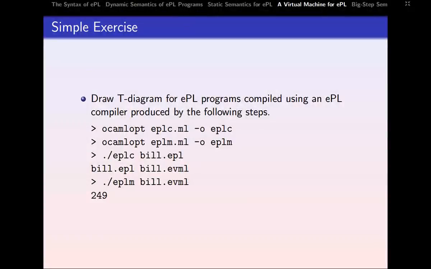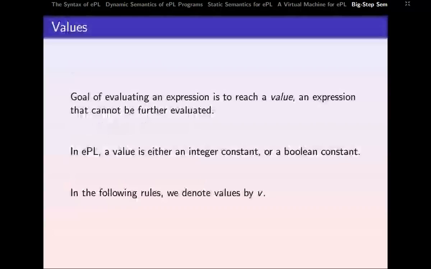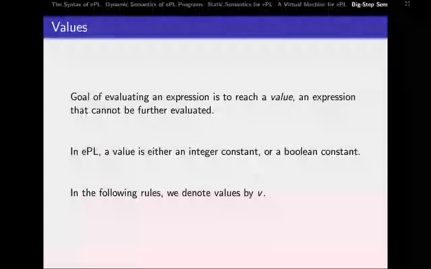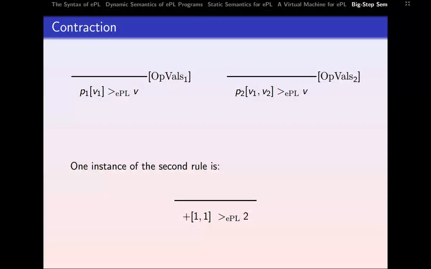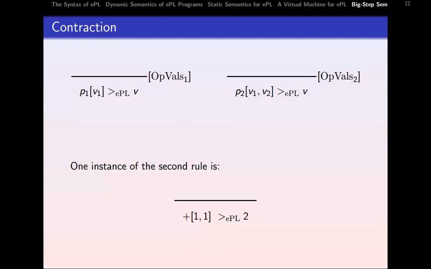Cool. Big step semantics. Big step semantics looks at input-output relationships. So instead of going through a step-by-step evaluation, we want to define an input-output relation. So we're going to start with the contraction rule again.